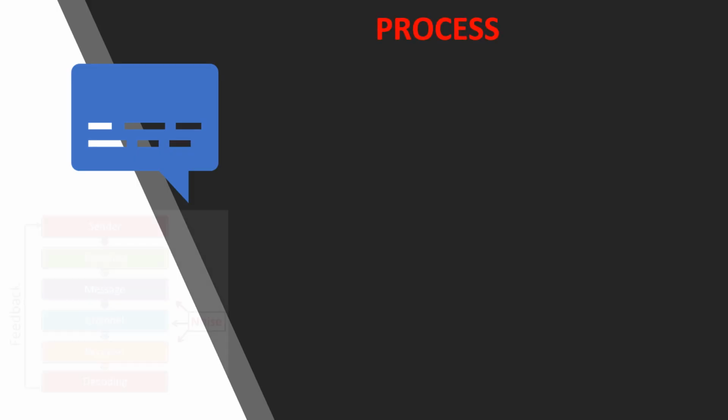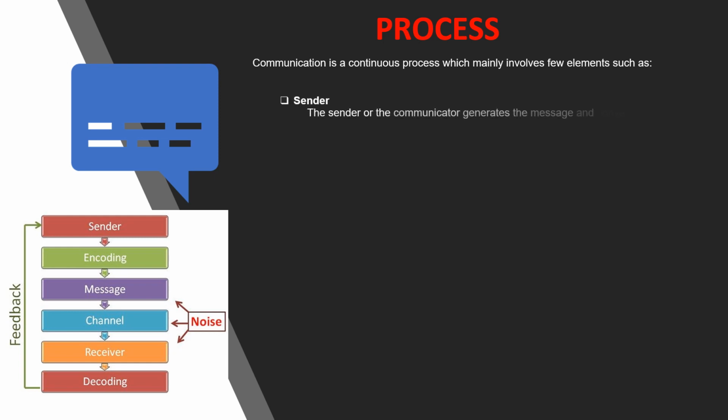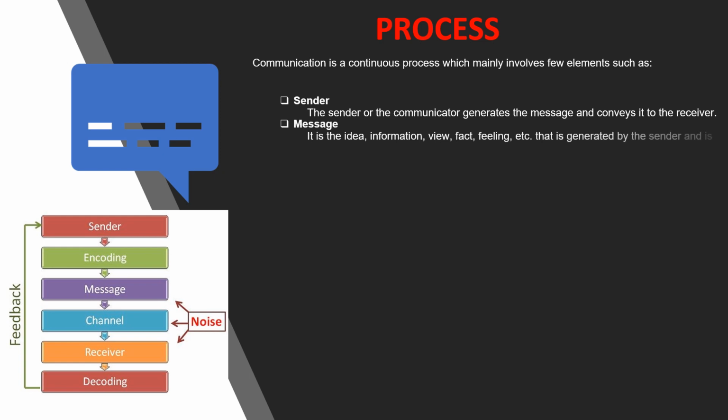Now coming on to the process of communication. Communication is a continuous process which mainly involves a few elements. The first one is the sender. The sender or the communicator generates the message and conveys it to the receiver. The second one here, as you can see, is the message. It is the idea, information, view, fact, feeling, etc. that is generated by the sender and is then intended to be communicated further.